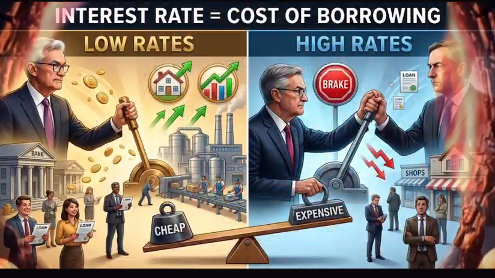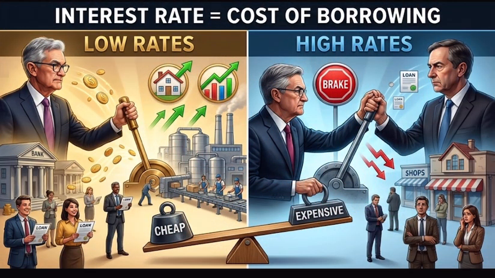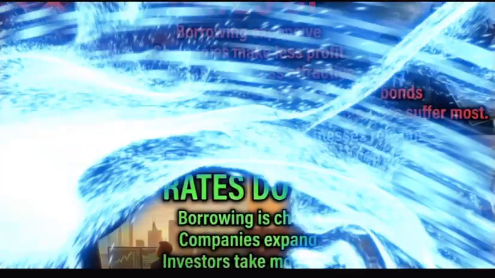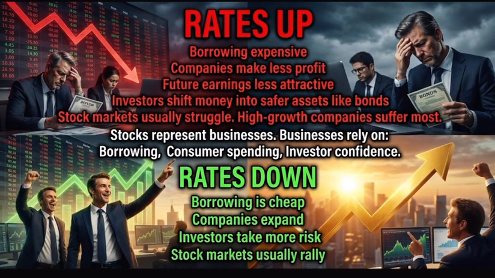So let's actually look at what interest rates really are. It's plain and simple. An interest rate is the cost of borrowing money. When rates are low, money is cheap. People borrow more, business expands, and asset prices go up. Now to the flip side, because there's always a flip side, when the rates are high, money's expensive, the borrowing starts to slow down, spending slows down, and asset prices struggle.